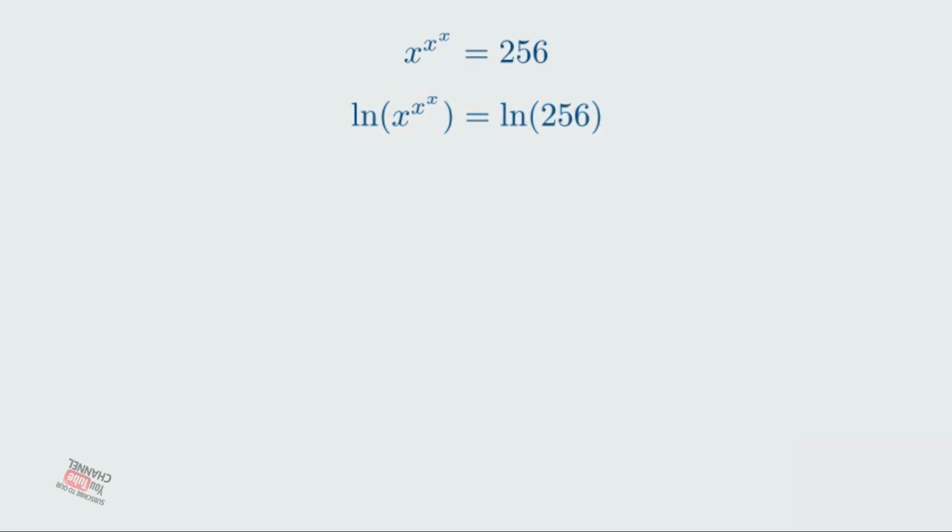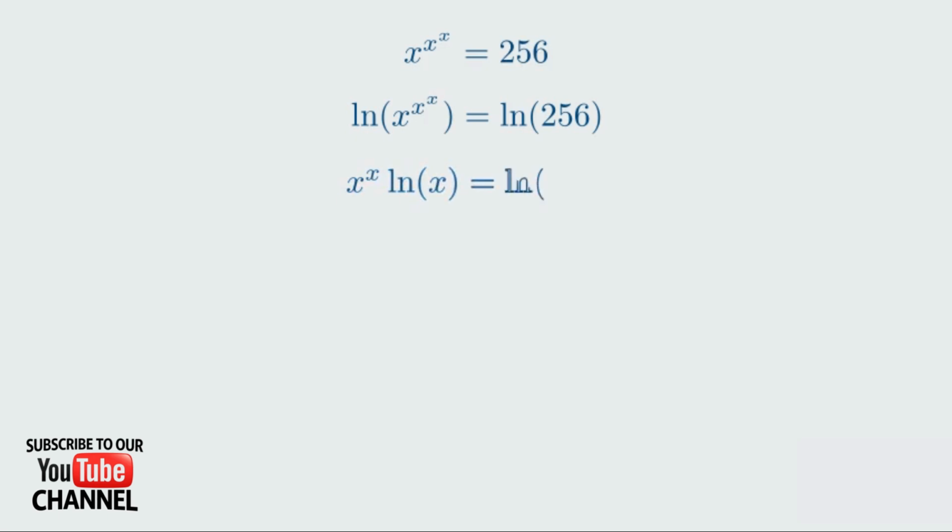Now, we use the logarithm property that the log of a number raised to a power is the power times the log of the number. That is, ln a to the b equals b times ln a. In our case, the base is x, and the exponent is x to the x. So, we can bring x to the x down in front of the logarithm. Our equation becomes x to the x times ln x equals ln 256.